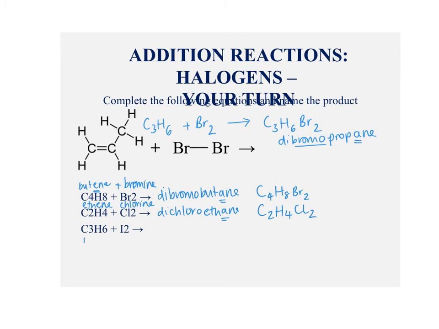And then finally, I have propene plus iodine, which gives me a really annoyingly named molecule, diiodopropane. And remember, it's C3H6I2.